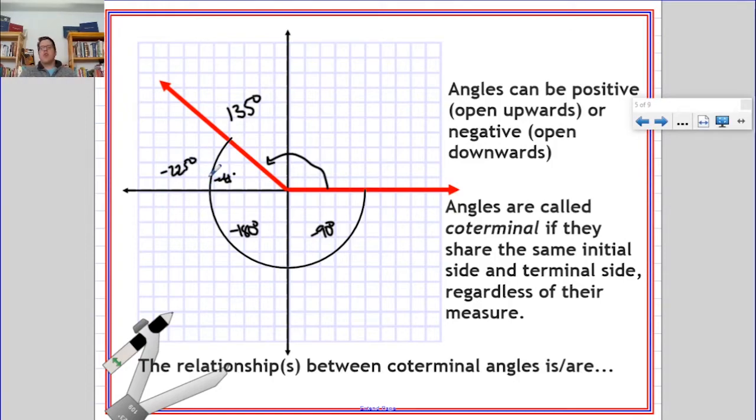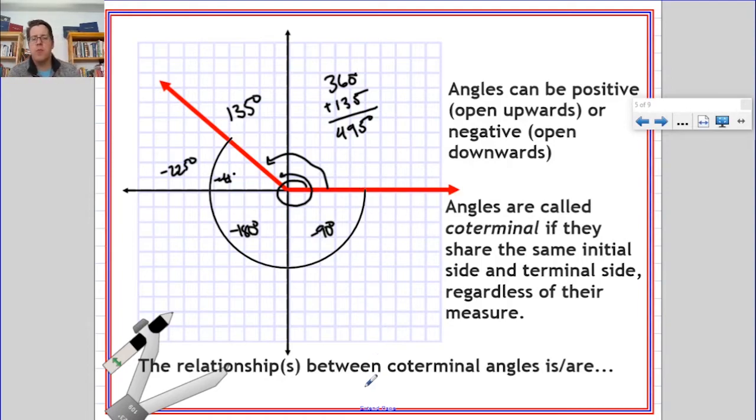So these two angles are called coterminal because they share the same initial side and they share the same terminal side. So they end in the same place and they start in the same place. They're going to have some things in common. If I were to take this angle and go all the way around the circle and then go another 135, that would be 495 degrees if my math checks out. That would be another coterminal angle.